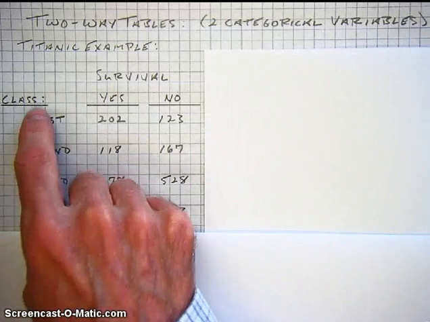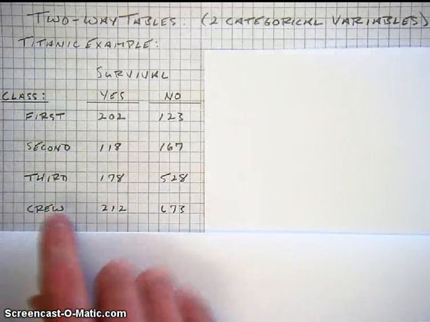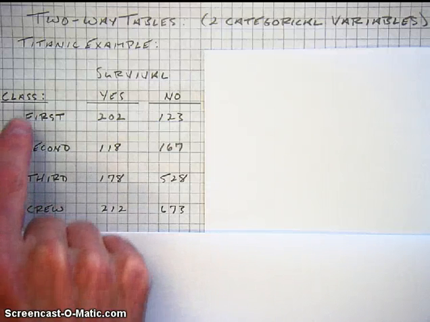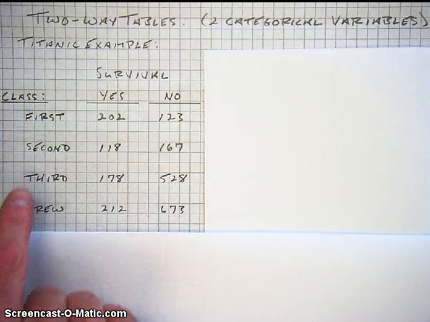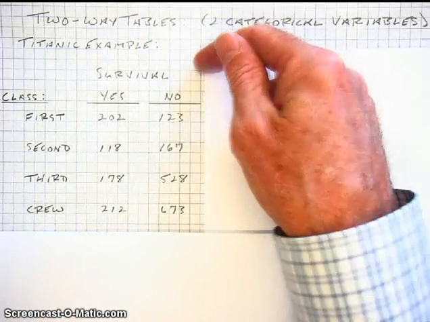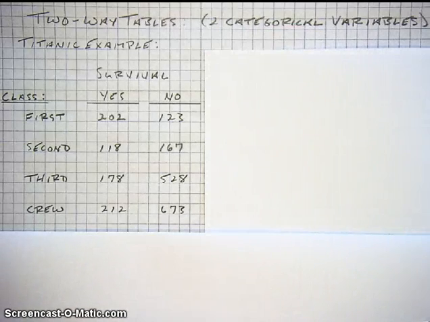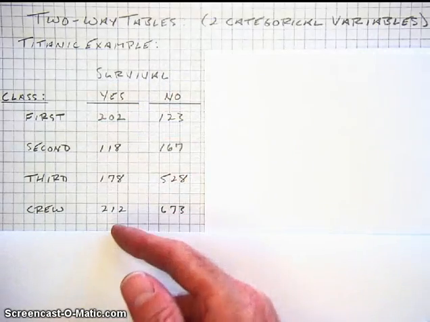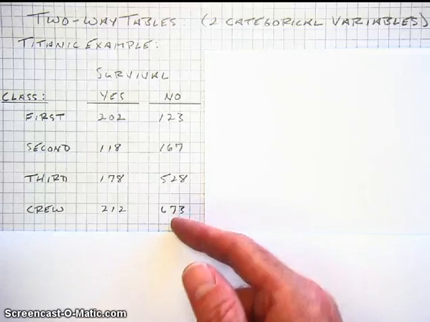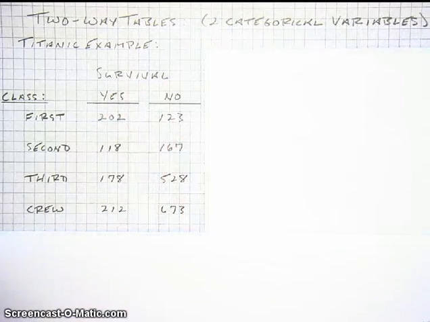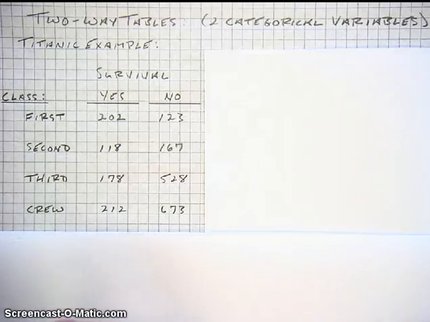We have classes, first, second, third, and crew, of the people who are on board the ship, and class, therefore, is the row variable because the categories of class define each of the rows in the table. And then survival up here, whether people survived the sinking of the Titanic or not. That has two categories, yes and no. The yes column represents the people who survived, and the no column represents the people who did not survive. Survival is the column variable because it defines each column in the table.